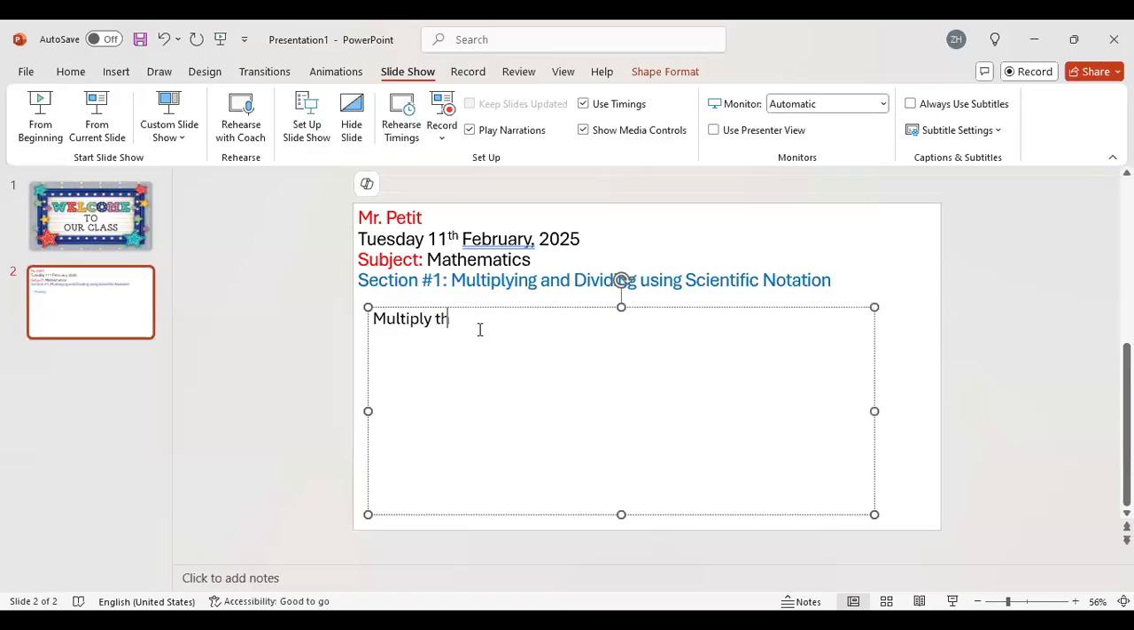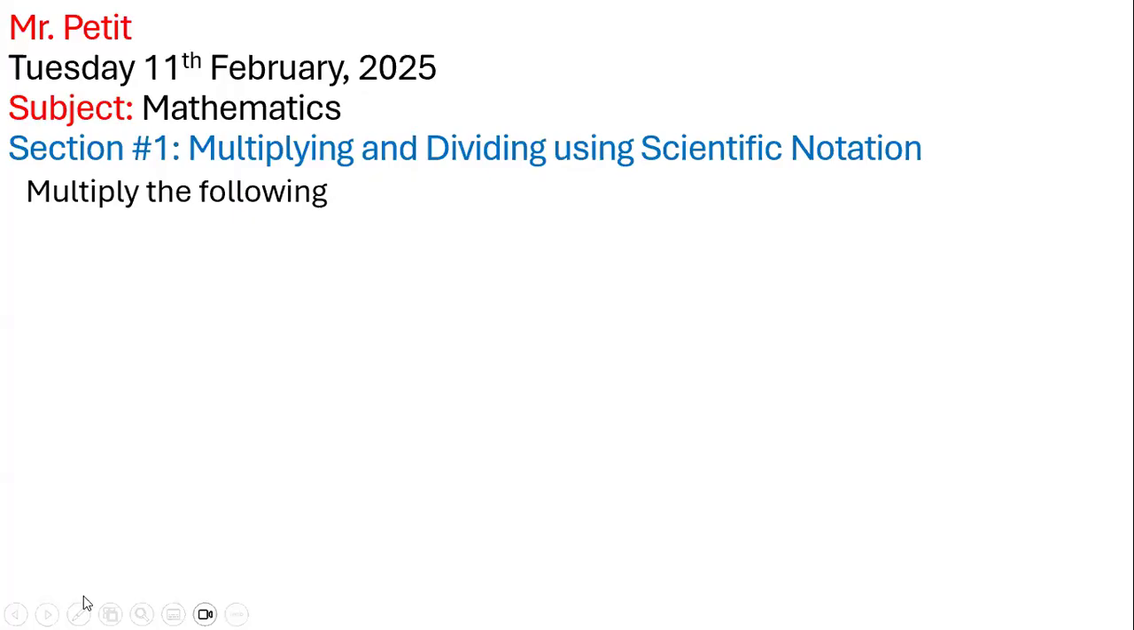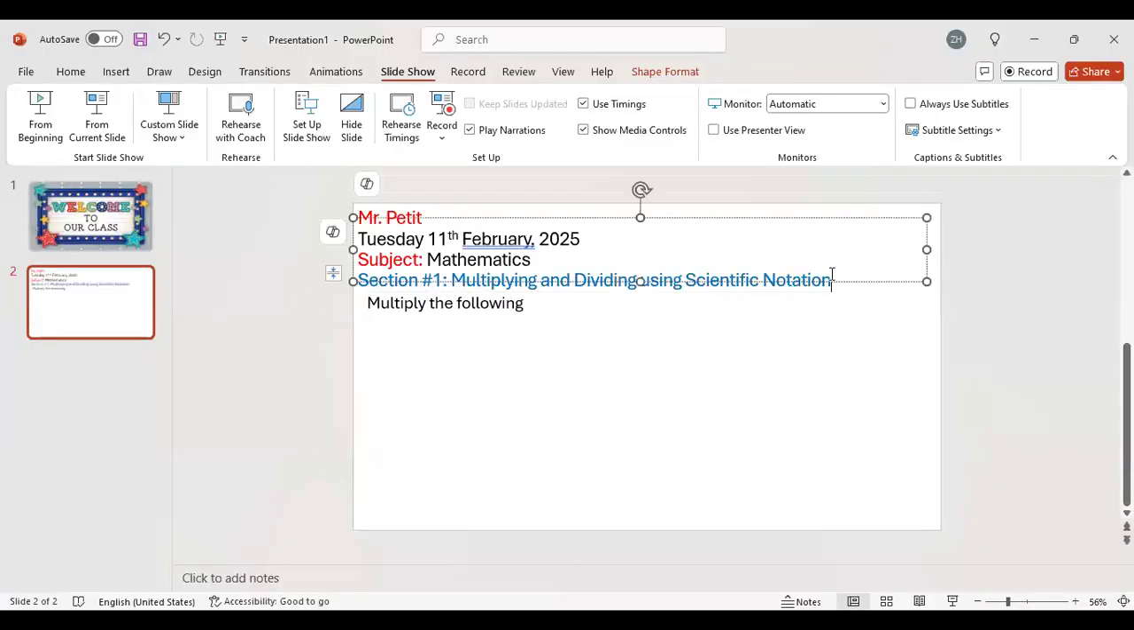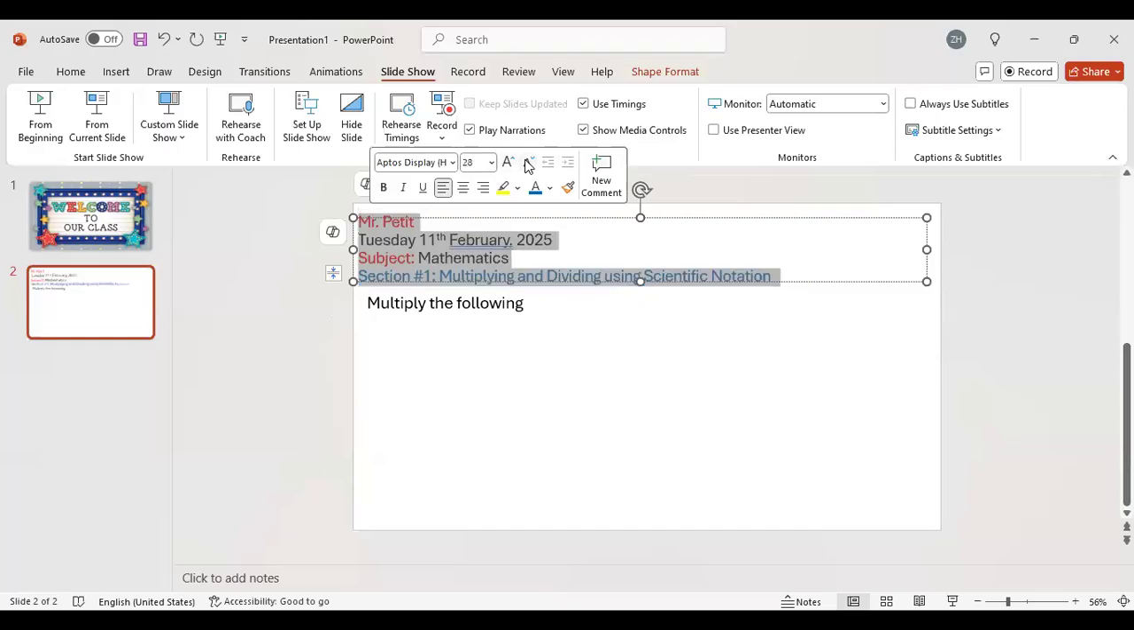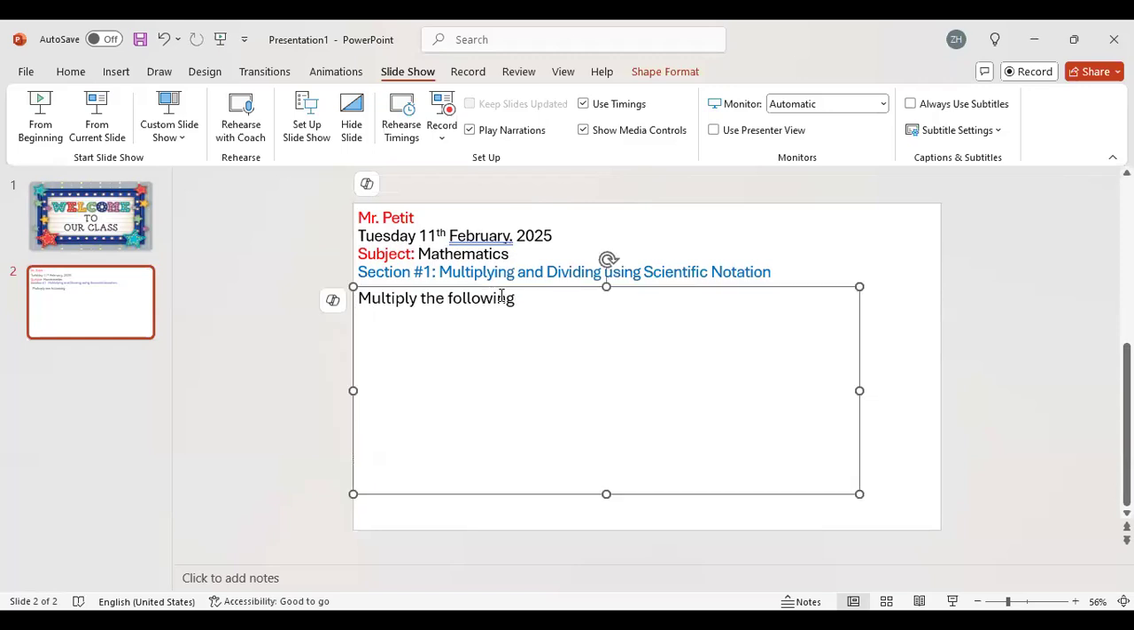All right, multiply the following. Let's go ahead and multiply these. We're going to be using the rules of exponents to multiply them. When you multiply them, I want us to express our final answer in scientific notation. That's a good thing to do. So let's go ahead and multiply it.